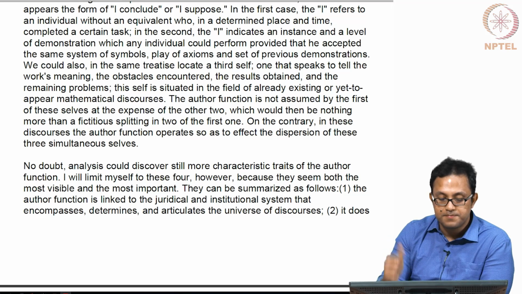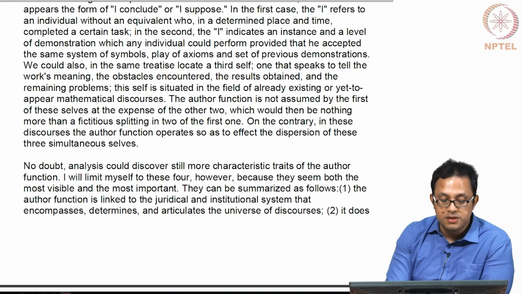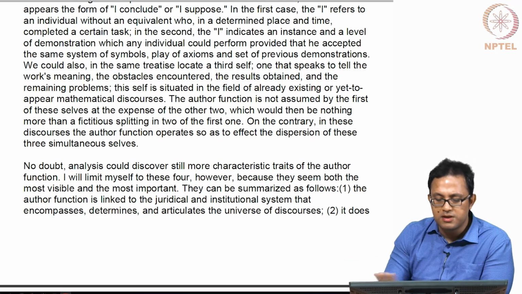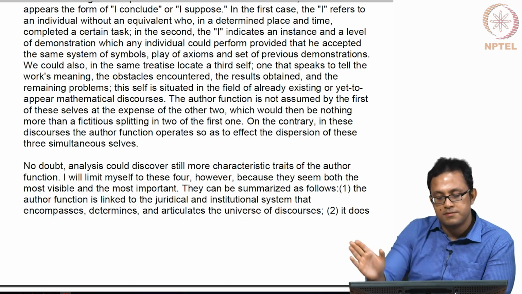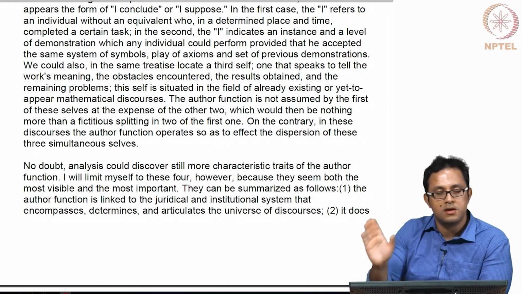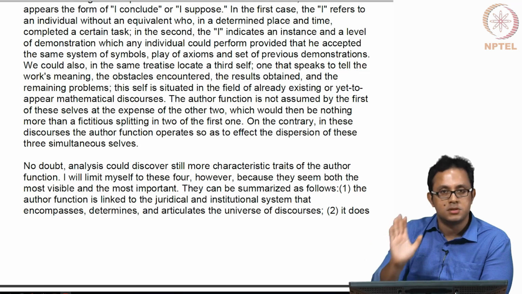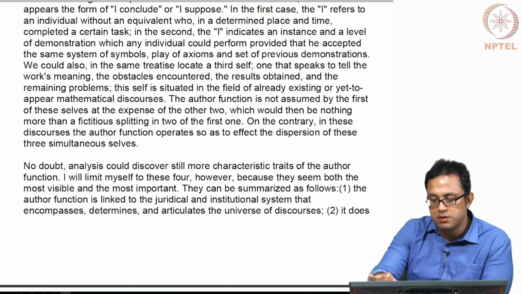And what are those? First, the author function is linked to the juridical and institutional system that encompasses, determines, and articulates the universe of discourses. So the very juridical, institutional system that determines discourses, the universe of discourses. So that is the first author function. A very legal, juridical, institutional kind of signifier. That is the first author function.